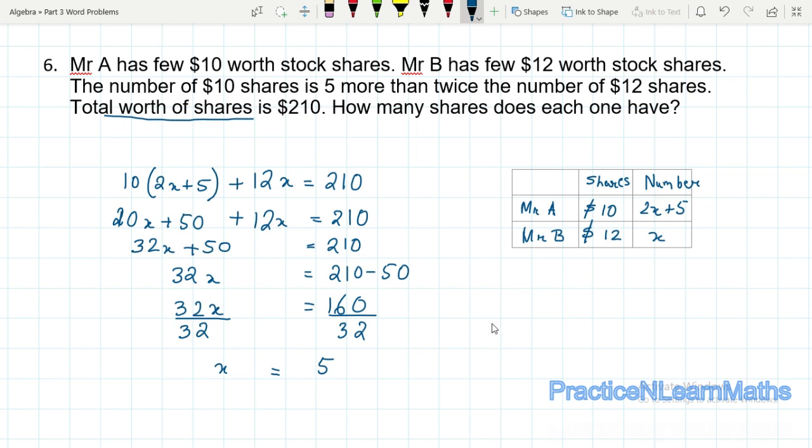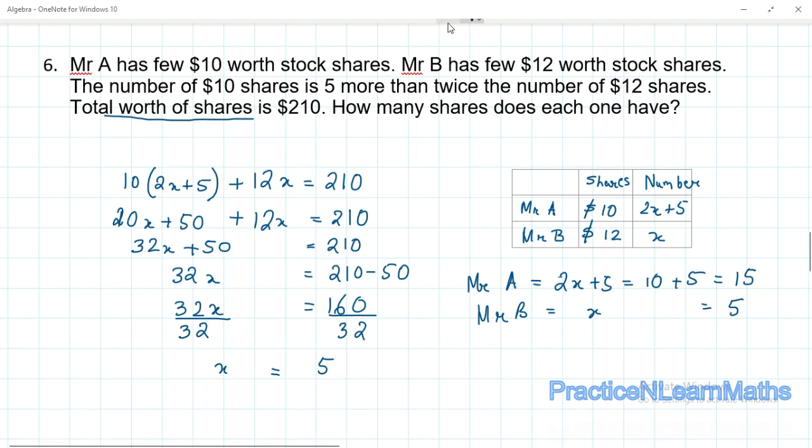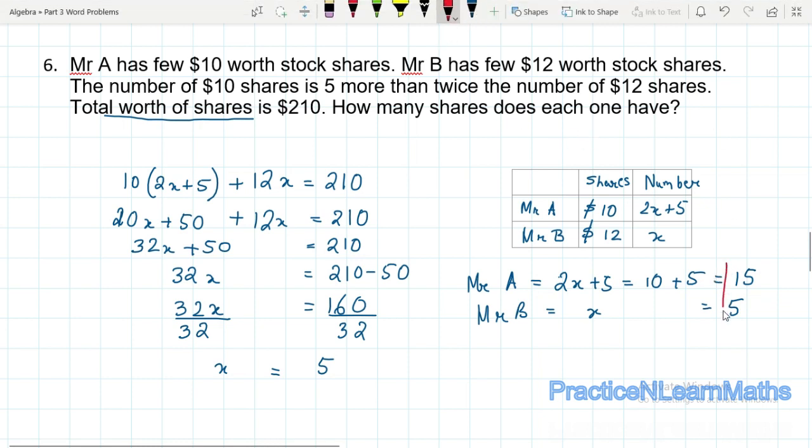So how many shares does each one have? Mr. A has 2x plus 5, which is equal to 10 plus 5, which is 15 shares, and Mr. B has x, so equal to 5 shares, and that is the answer.